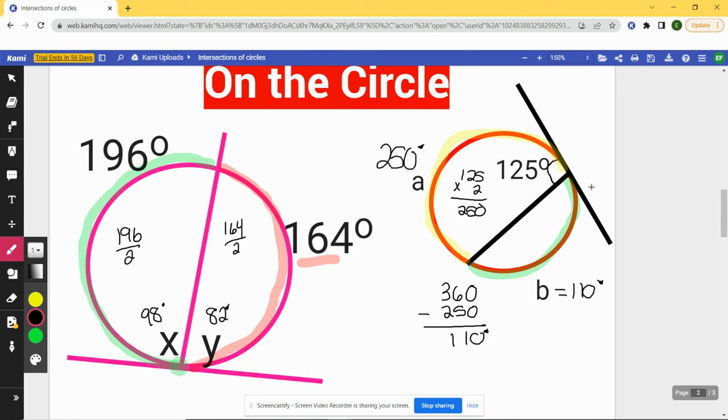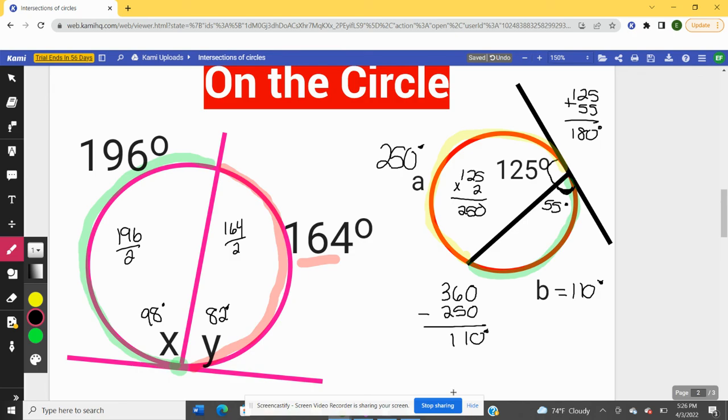Now we can check that answer because we know that this angle over here at the intersection has to be half that value. So half of 110 is 55 degrees. And if we add those two together, 125 and 55 does come out to 180 degrees, which is our sum of a line. So that definitely does check out. Like I said, this is part 1.